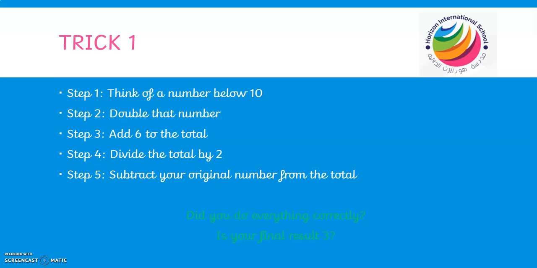Once your audience has completed these steps, ask them to check over that they did everything correctly. Now, the magic part. You will be able to predict that their final answer is 3. This is because no matter which number your audience chooses below 10, the final result will always be 3. You will look like a wizard.